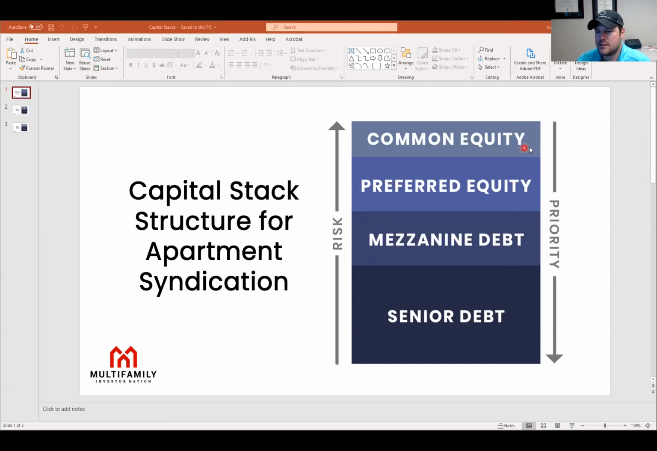And then the common equity is going to be the one that's going to have your highest return because, again, it's going to have that higher risk as well.